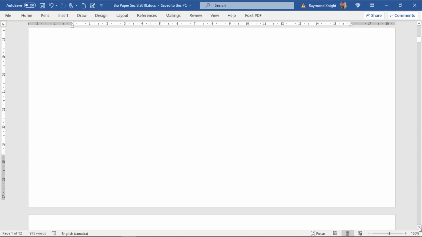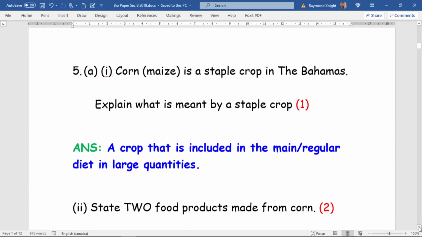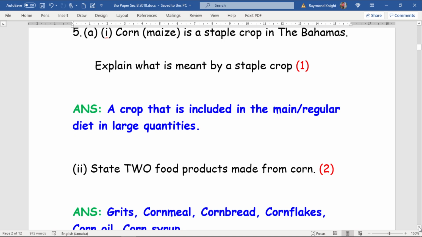The first part of the question says corn, which is maize, is a staple crop in the Bahamas. It asks you to explain what is meant by a staple crop. A staple crop is a crop that is included in the main or regular diet, the most commonly eaten food in large quantities. For example, your grits, your rice, and so on, those are staple crops. They are eaten in very large amounts in your main meal or your main diet.